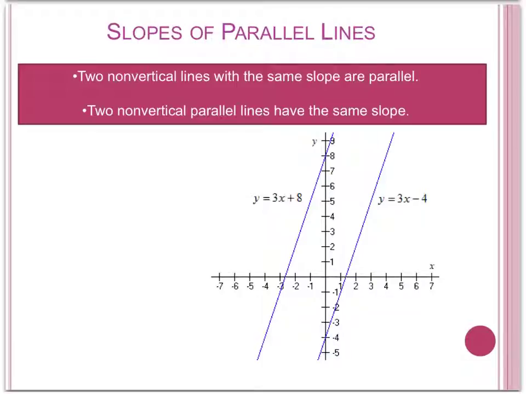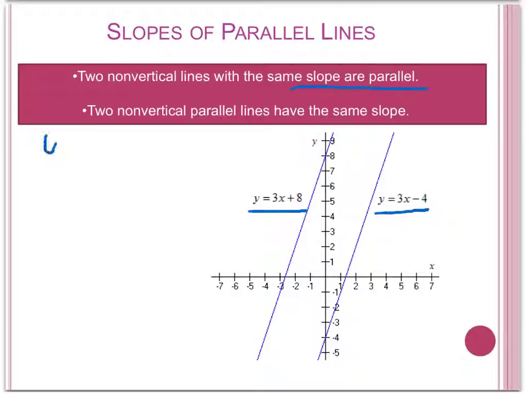Next, the slope of a line can tell many things, such as if 2 lines are parallel. If 2 lines have the same slope, then the 2 lines are parallel. For example, we have y equals 3x plus 8 and y equals 3x minus 4. Both of these equations are in the slope-intercept form.